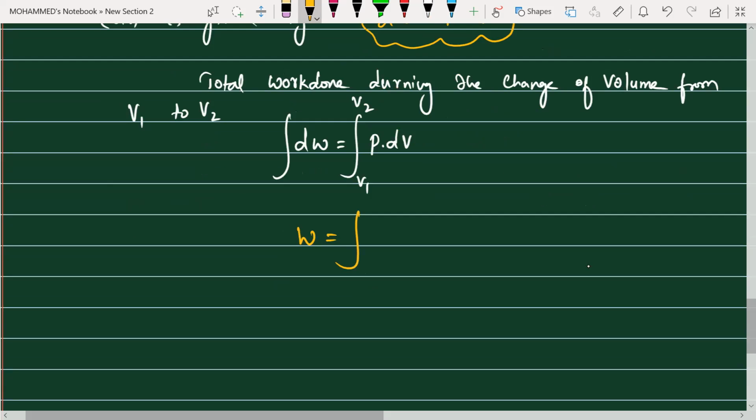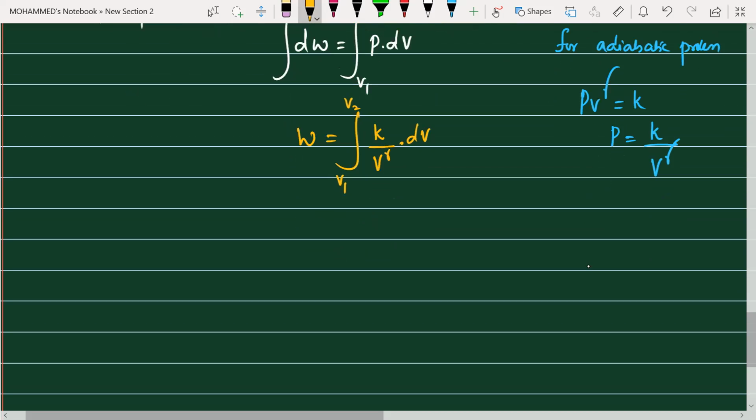The P value can be written as, for an adiabatic process, we know that PV to the power of gamma is equal to a constant K. So P will be equal to K by V to the power of gamma. Can I write like this? Yes. So now substitute the value of P here. W is the integral of K by V to the power of gamma into dV, with limits from V1 to V2.